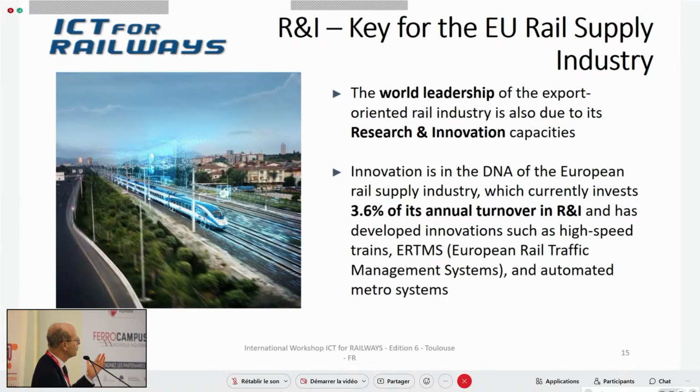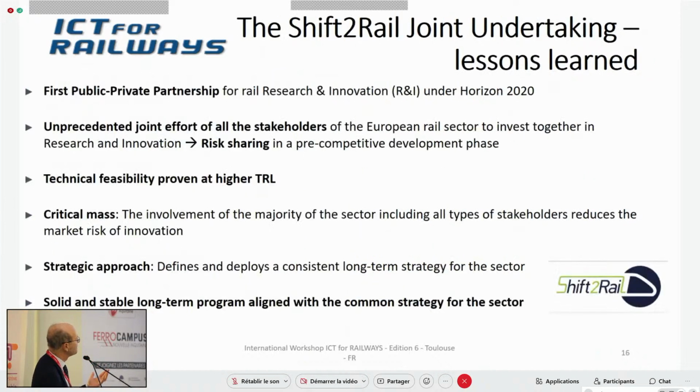And if you go to the next slide, there are lessons learned from Shift2Rail. It's a first public-private partnership. You have to know that these partnerships are co-financed by the industry, which puts in 50% of the money, and 50% of the money is coming from the EU. But the SMEs are not investing.